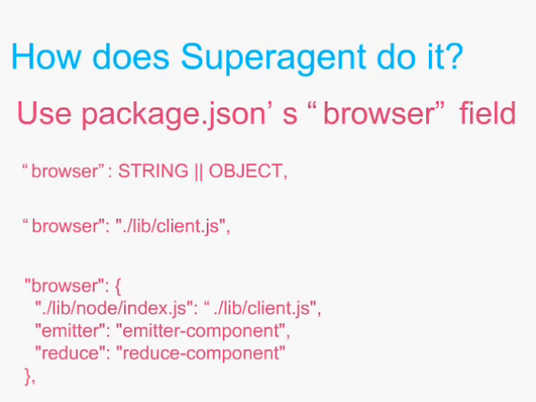This also shows how you can swap out your node modules. For whatever reason, this particular package swaps out emitter for emitter-component and reduce for reduce-component. So emitter and reduce would be the server-side versions of these modules, and emitter-component and reduce-component would be the client side. With Browserify and this browser field in your package.json, you can start to do some really advanced things.